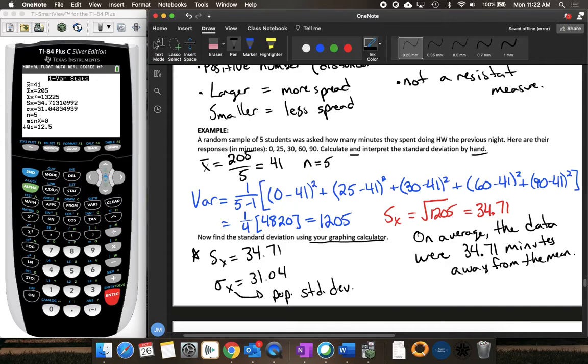It has a similar formula, but there's one big difference. Instead of taking 1 over n minus 1, you just take 1 over n instead. But we're going to go ahead and use the one that I've starred, which is for a sample standard deviation, unless we run into a set of data where it gave us information about the population.